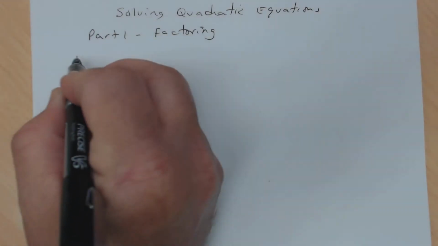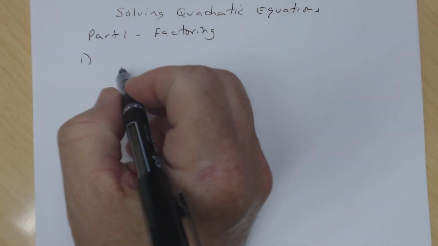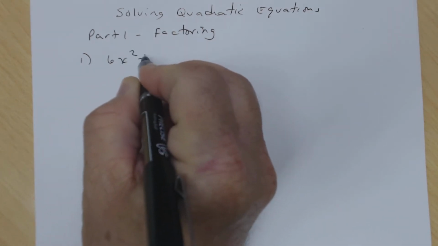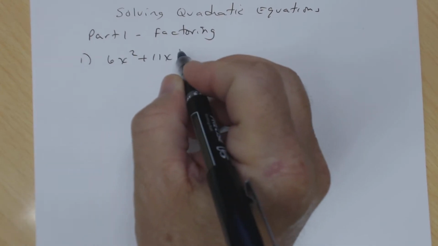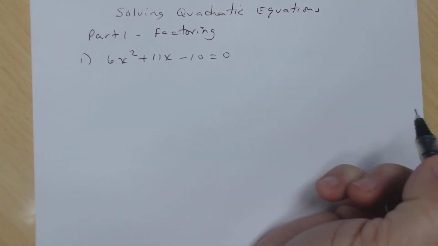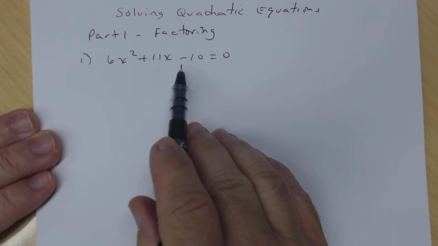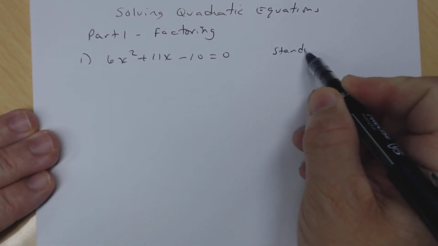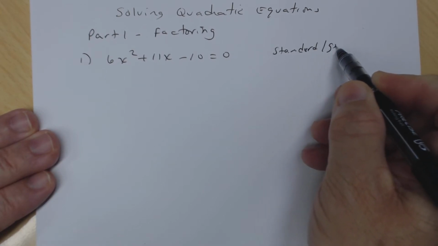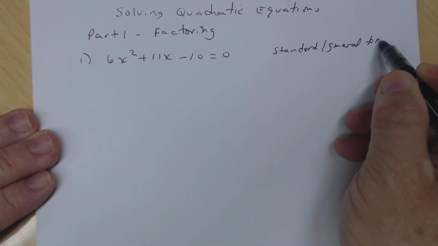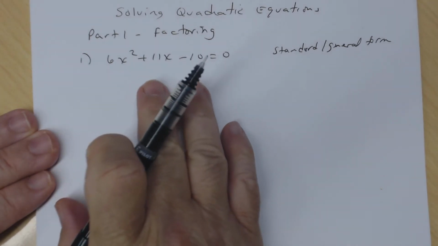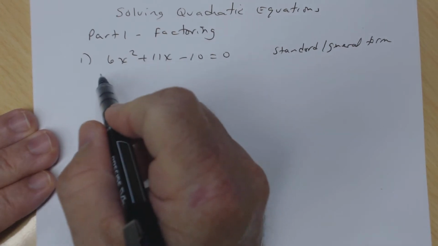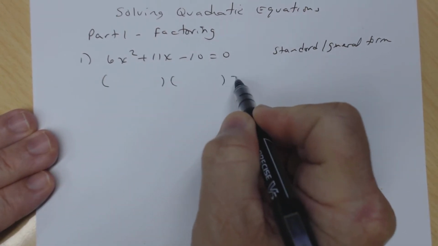So let's look at this example. Number one. Suppose you wanted to solve 6x squared plus 11x minus 10 equals 0. Notice this quadratic equation is already in standard form or general form. So once it's in that form, we're going to factor. Notice the GCF here is 1. So we're going to factor this as two binomials.